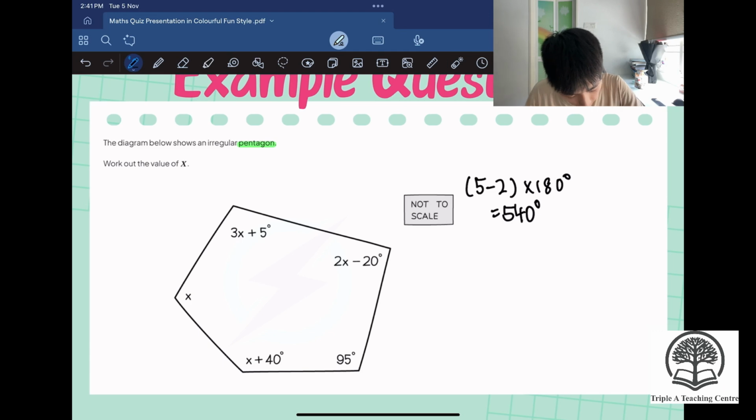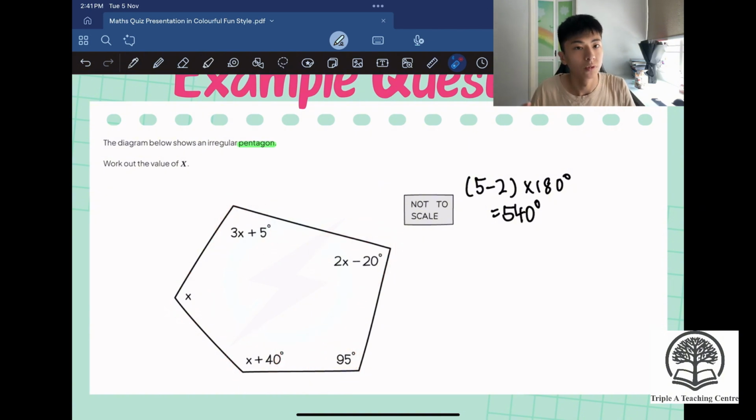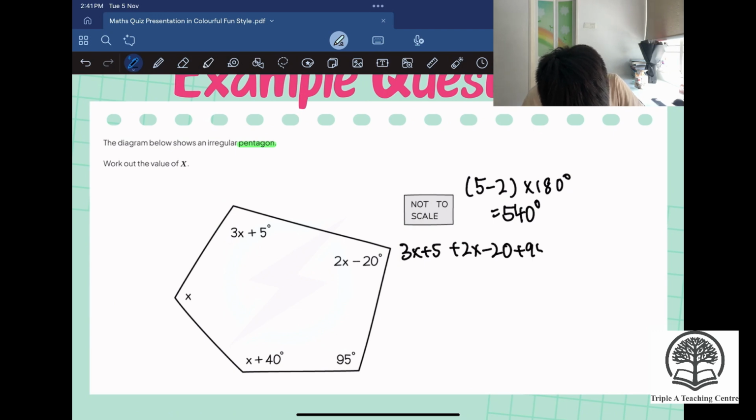So we know that all the 3x plus 5, 2x minus 20, 95, x plus 40, and x, they all add up to 540, right? So we can simply write that down: 3x plus 5 plus 2x minus 20 plus 95 plus x plus 40 plus x equals 540.